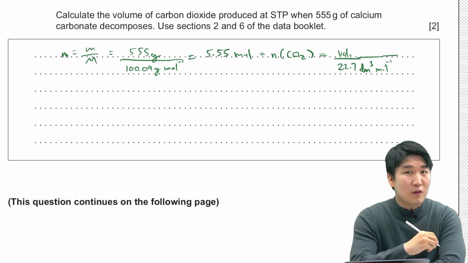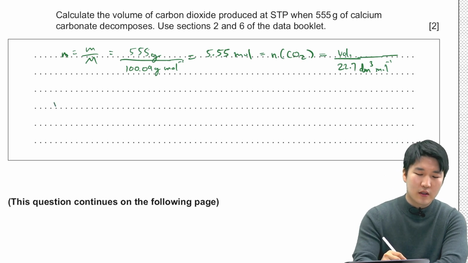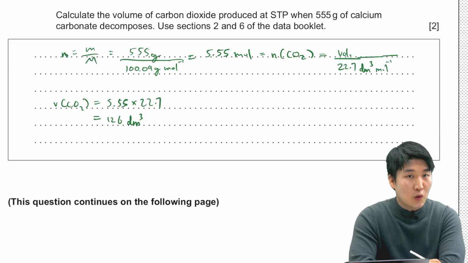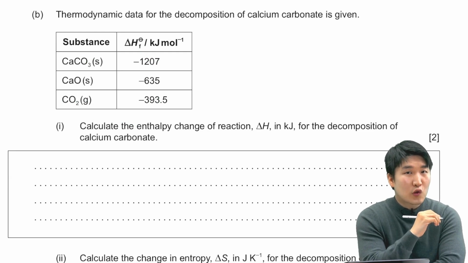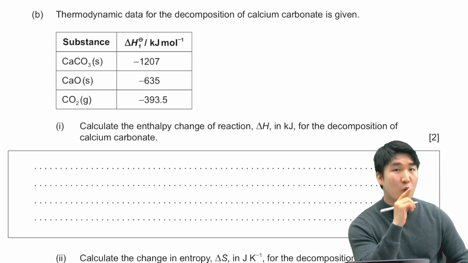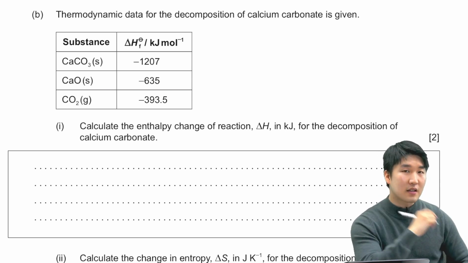So let's do the math now. Volume of carbon dioxide will equal 5.55 times 22.7, which in turn would be 126 dm cube. Next up, we're going to calculate some enthalpy change. We're given the enthalpy change of formation values, for which we're going to set up the Hess cycle.